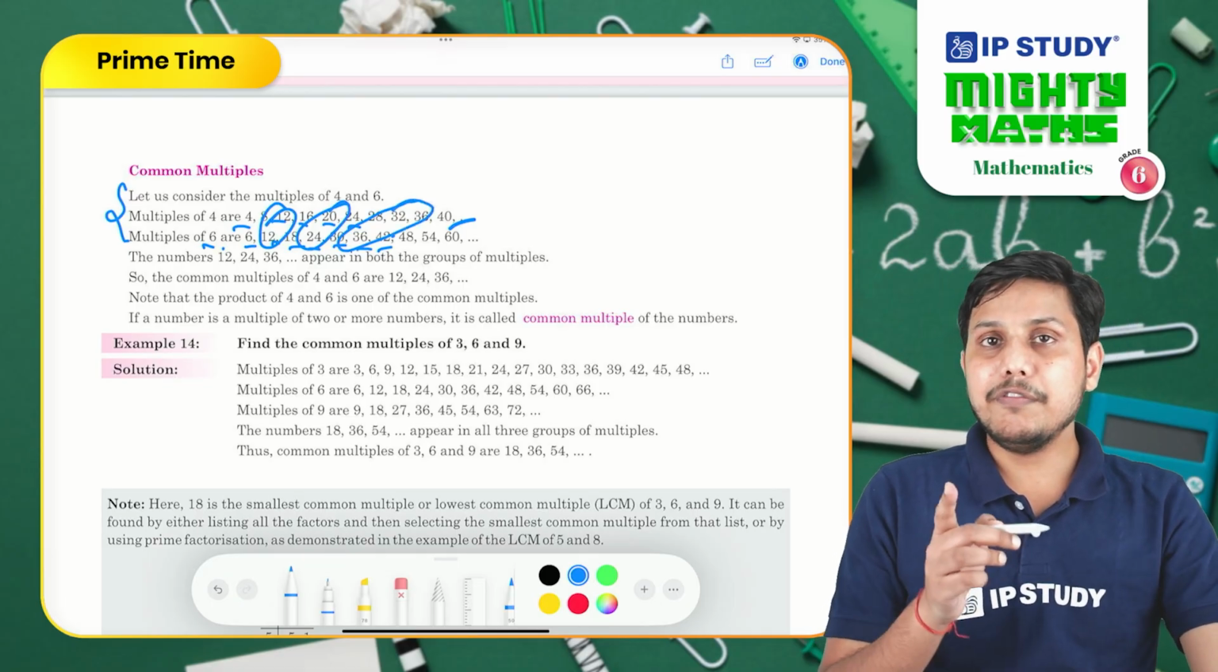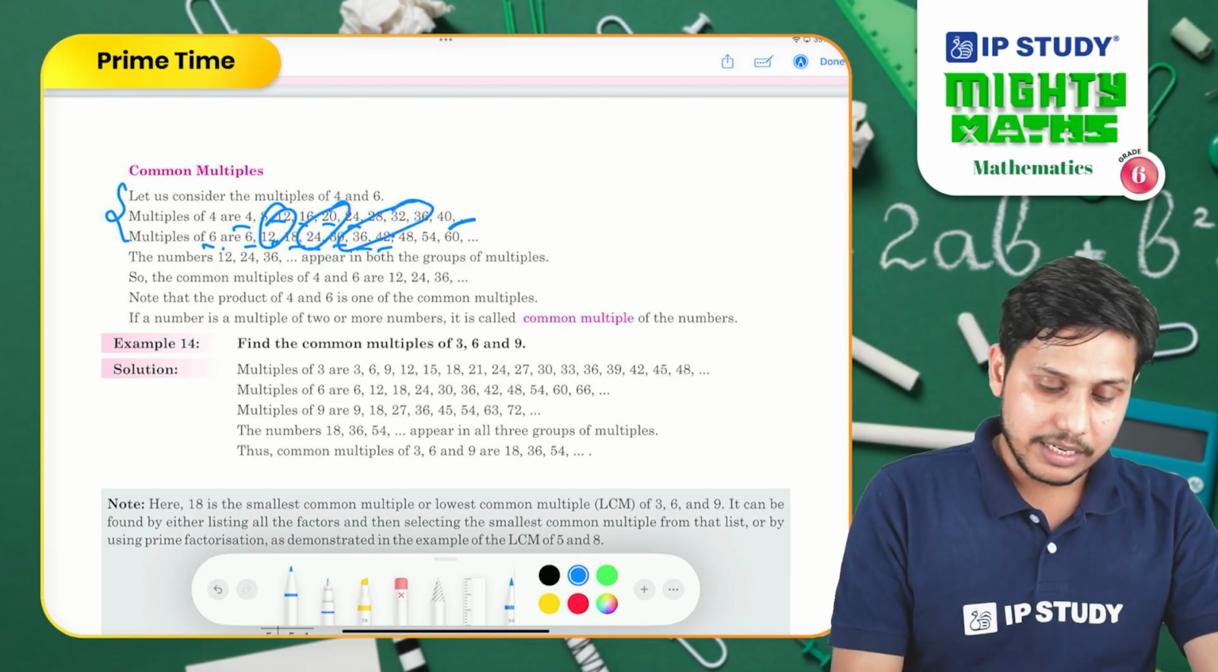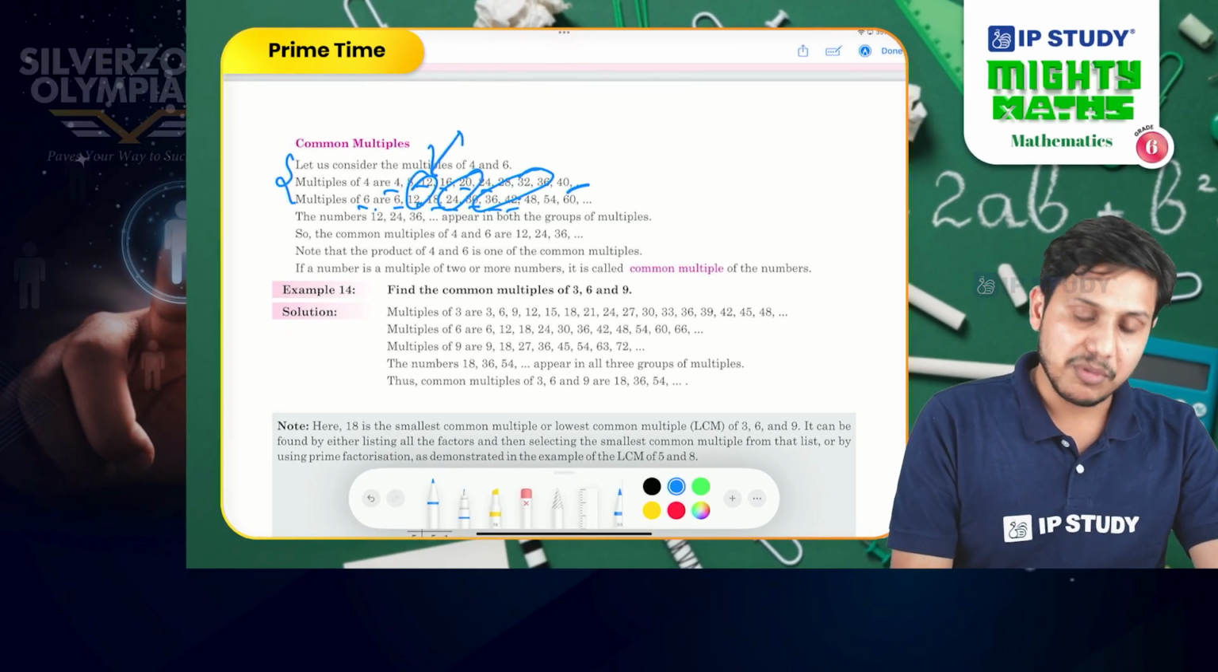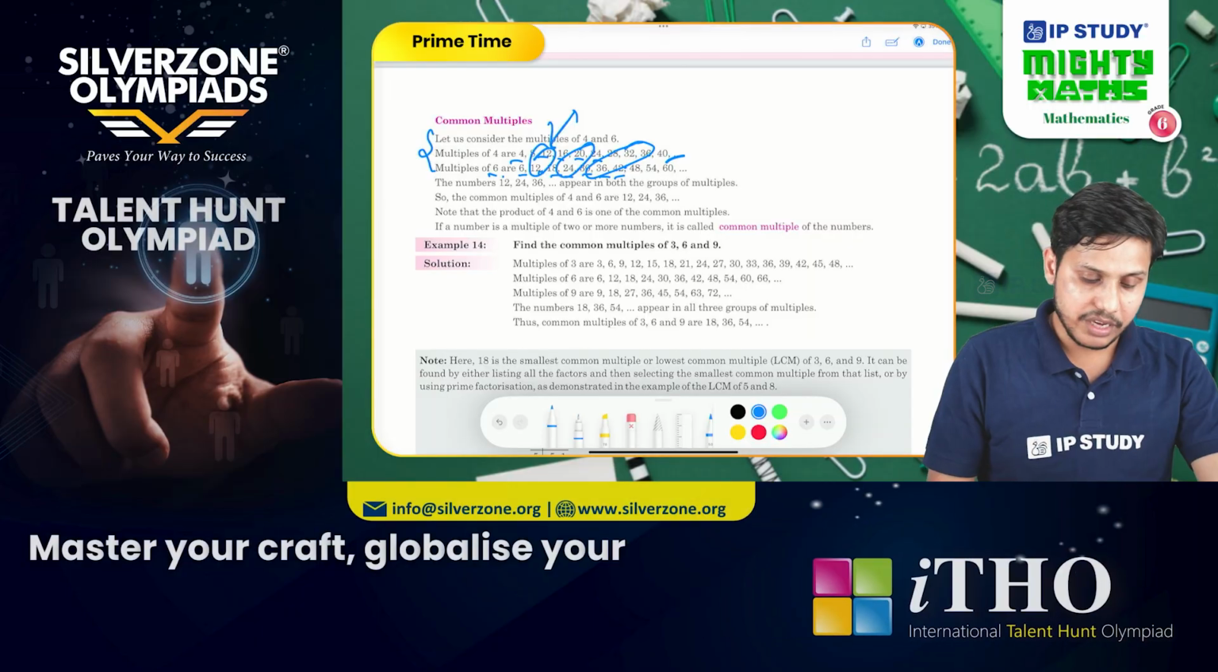Remember one thing, if we find the lowest common multiple, that is 12 over here, then the other common multiples will be multiples of this number only. This is a trick that you can use.